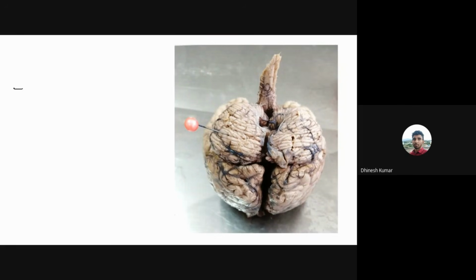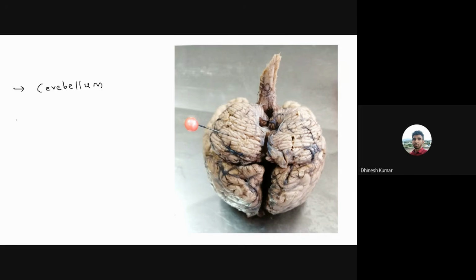The question for this specimen is: identify the pinned structure. The sub question may be: mention the nuclei of the pinned structure, or mention the arterial supply of the pinned structure, otherwise mention the applied aspects of the pinned structure. You can see the brain is kept upside down in this diagram, isn't it? So what is the pinned structure? Yes, that is the cerebellum. Cerebellum has been pinned. Otherwise, you can write cerebellar hemisphere.